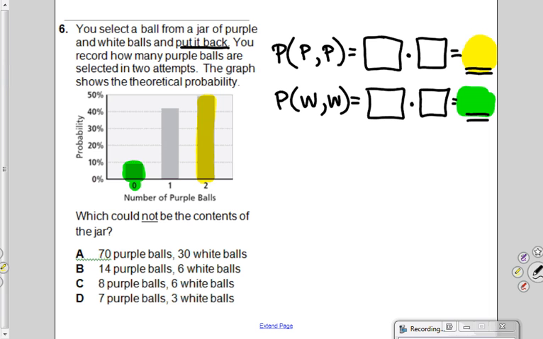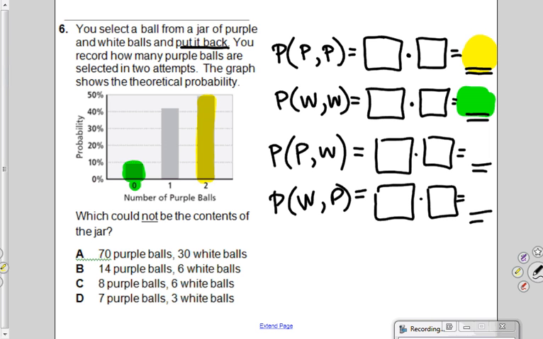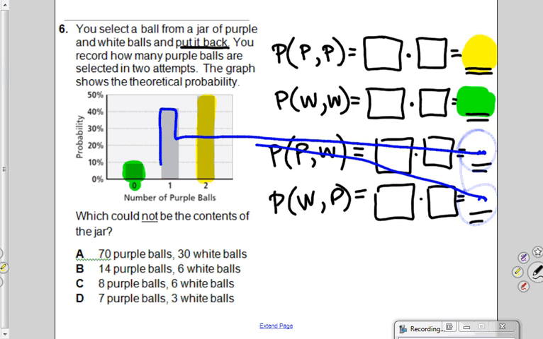Now, the other way it could happen would be you either get a purple, then a white, but that could go the other way, right? So purple times white versus white, then purple. What do you think we'll do with this or that? If it could be this or this, what do we do with them? Add them when we're done. Whatever these two add up to should match this bar. Okay? Should match the height of this bar.